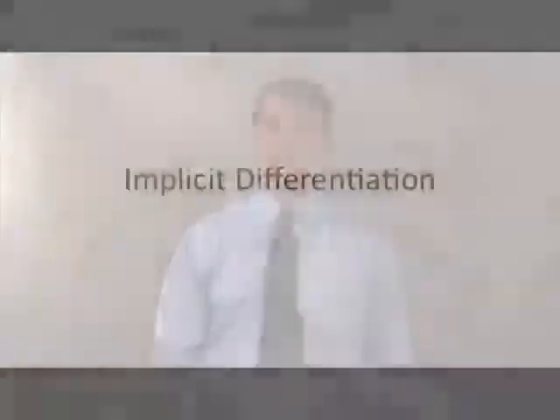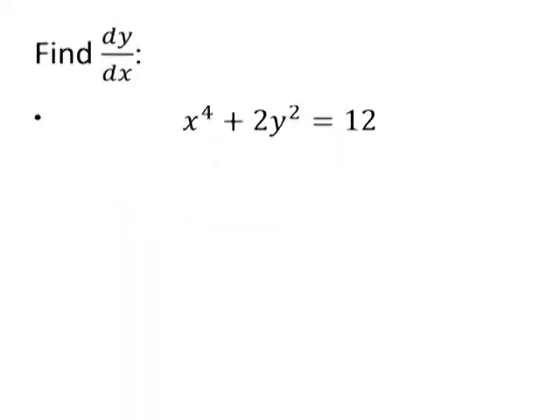Today I'm going to talk to you about implicit differentiation. I have an example here. X to the fourth plus 2y squared equals 12, and I'm going to find dy dx.